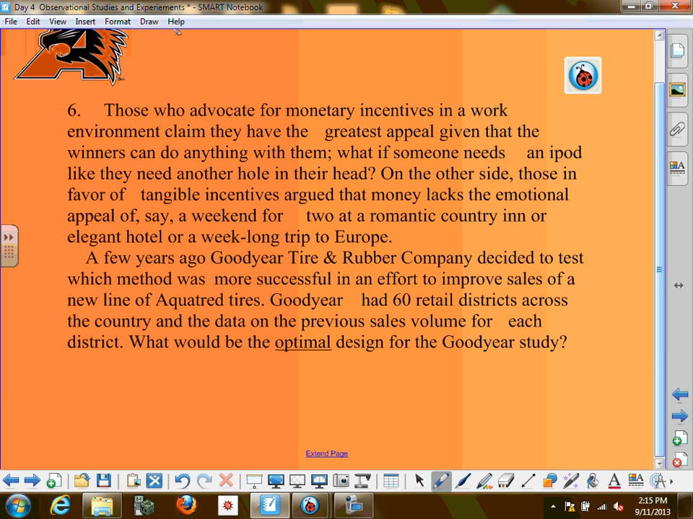So this first paragraph really is kind of just like history, saying there's an argument between should the tangible be the reason or should the money be the reason? Should it be a trip or the money? But they can see blah, blah, blah. So that's the reason for the first paragraph. Second paragraph says Goodyear Tires did this. They actually did this experiment. I'll show you the results shortly.